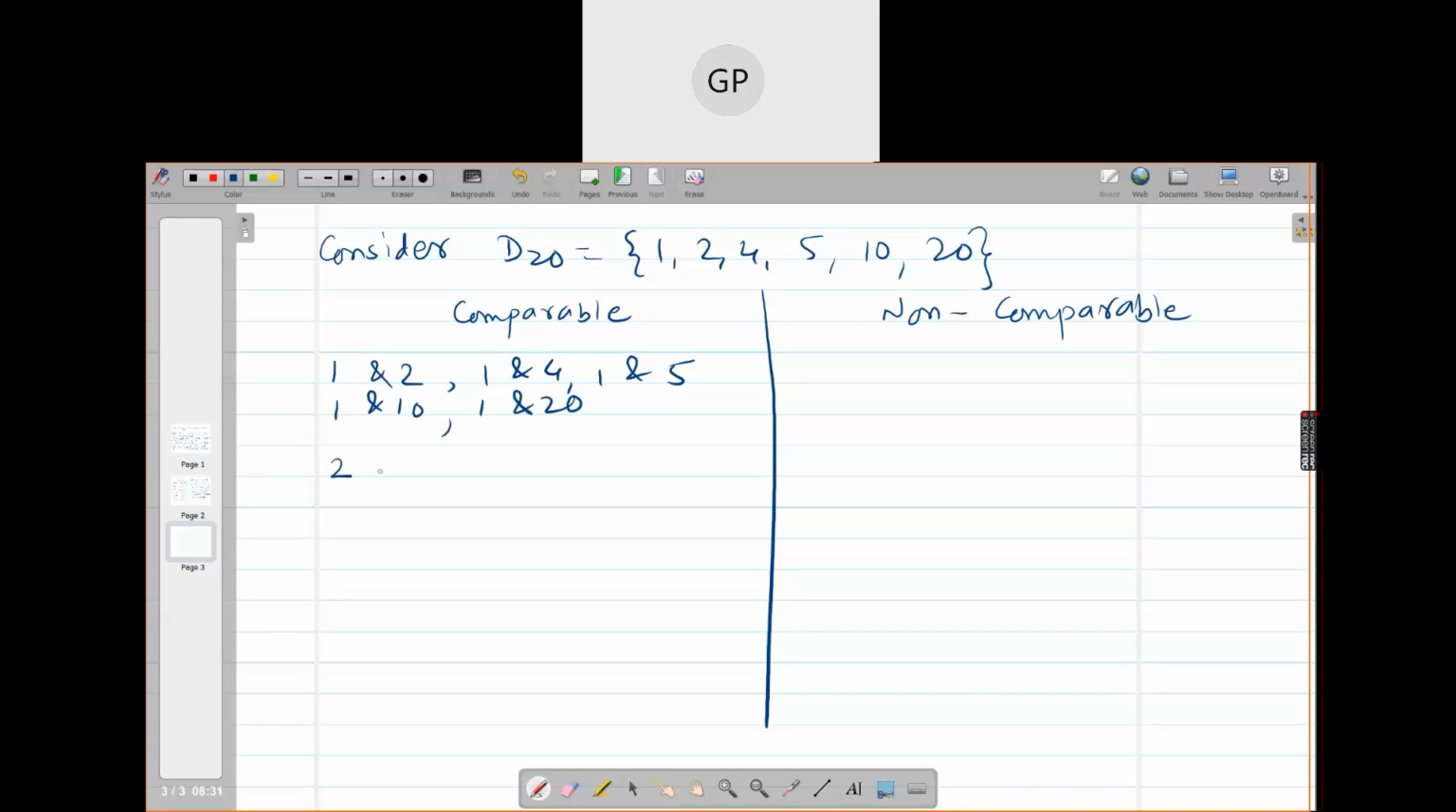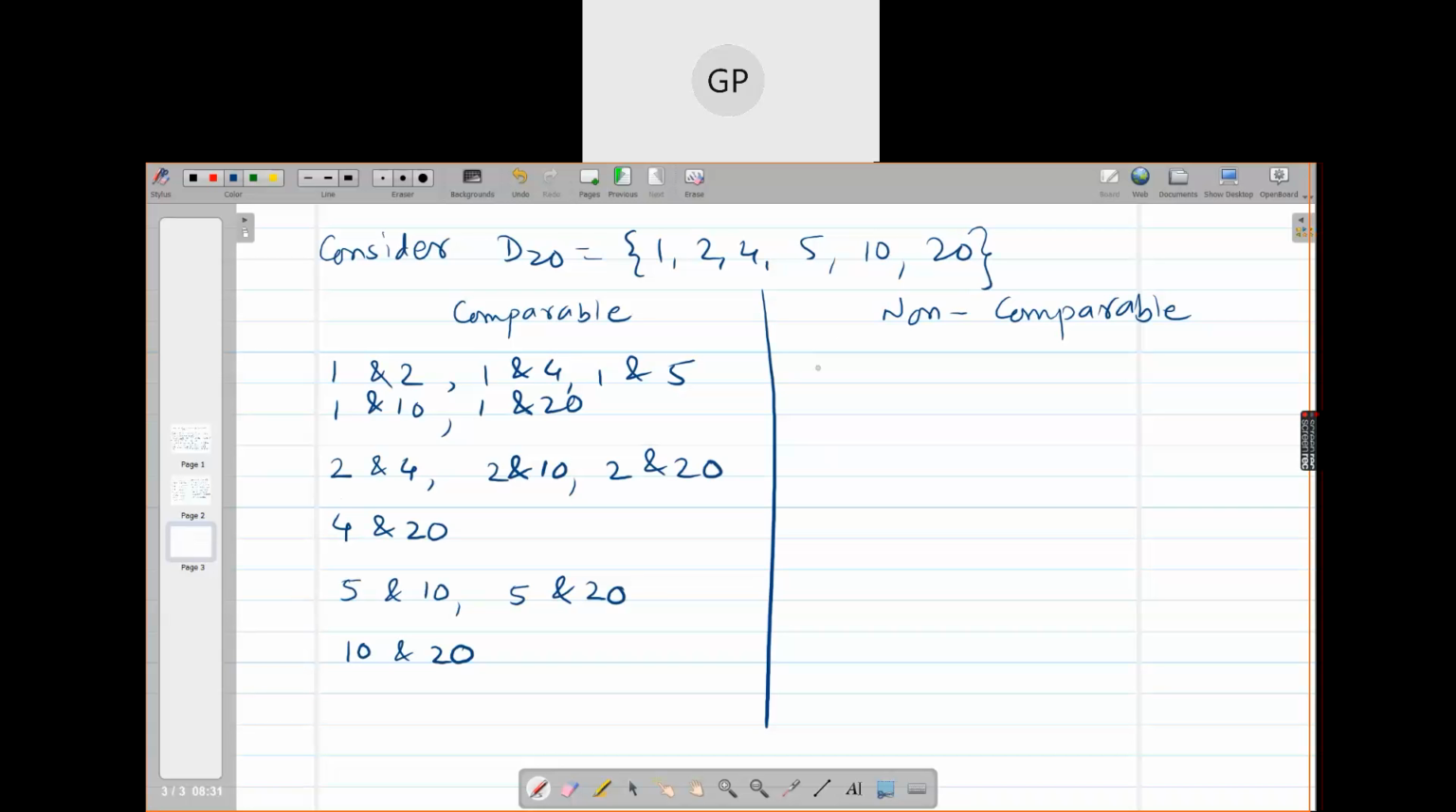Now with whom is 2 comparable? Tell me. 4, 10, 20. 2 and 4, 2 and 10, 2 and 20. Next, 4 and 20 directly, right? 4 is not comparable with 5, nor with 10. 5 is comparable with 10 and 5 is comparable with 20. Or you can say 1 and 5 are comparable as 1 divides 5. Then 10 and 20 are comparable.